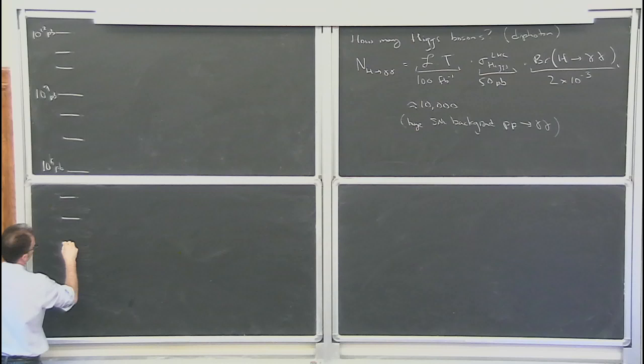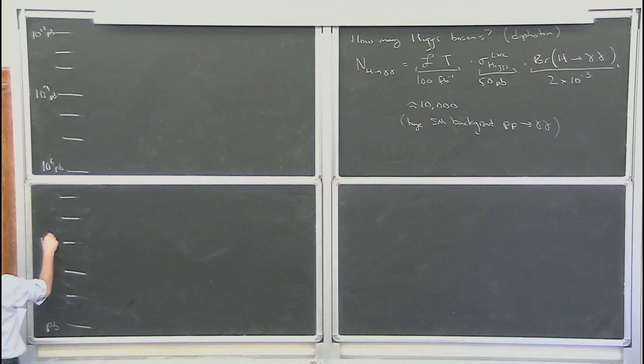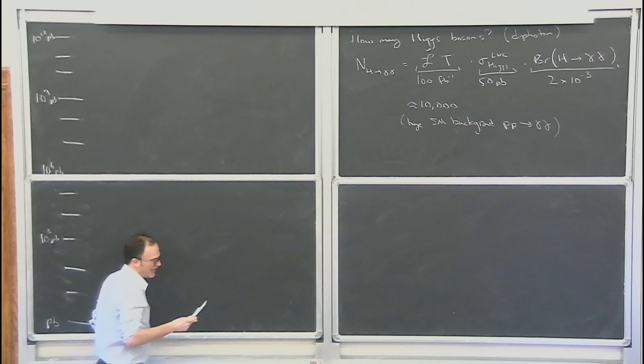Okay, so if I did this right, this should be a picobarn. This should be 10 to the 3 picobarns. And then at the split in the board, that should be 10 to the 6. So hopefully I did that right. Okay, so now let's put all the things that I said on this board.